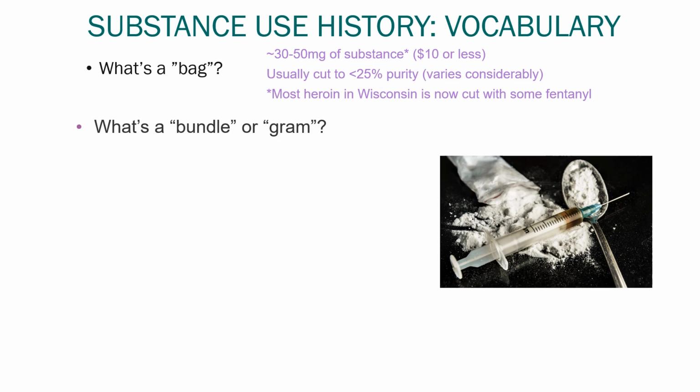What about, "Doc, I use a gram a day," or "I buy a bundle"? These are common terms. What tends to happen with drugs is if you buy more, you get a discount. So if you buy a gram, that's $100, the price of 10 bags, but you actually get closer to 12 or 13 bags worth of heroin. So you get more when you buy more.